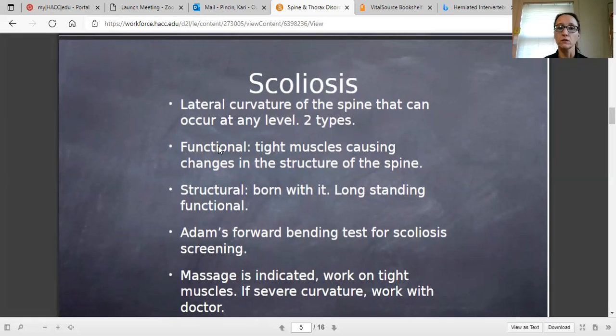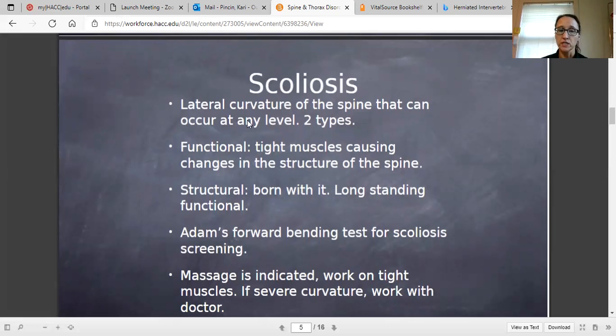There are two types of scoliosis. There's functional scoliosis and structural scoliosis. Most people that you see with this are going to have structural scoliosis, meaning there is a problem with the structure of the spine itself. They were born that way. It's a long-standing issue. You are not going to be able to correct it, okay?